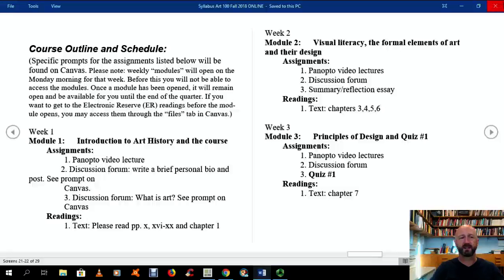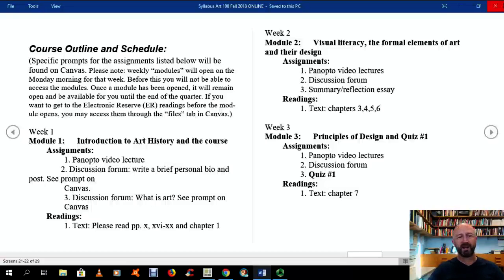So skipping over this to the final thing, and this is kind of all we need to cover for this lecture. At the very end of the syllabus, you'll see the course outline and schedule, and you'll see all the assignments. The specifics of those assignments will be found on the modules for each week. So week number 1, module number 1, which you're looking at, this Panopto video lecture. You'll have another Panopto video lecture on the first content for the class, the introductory chapter.